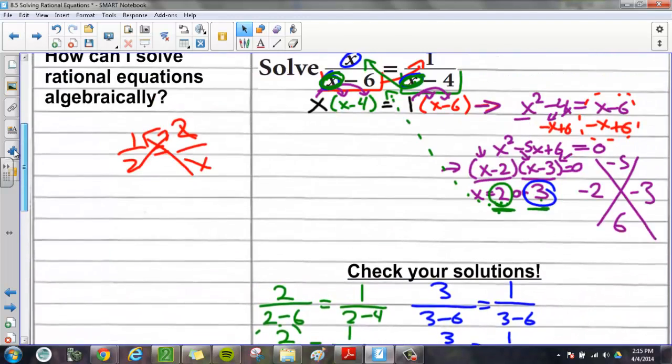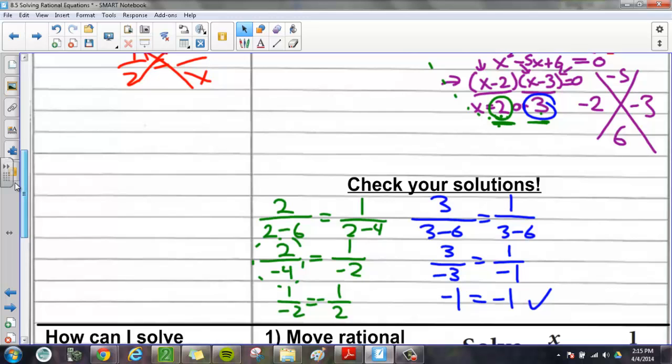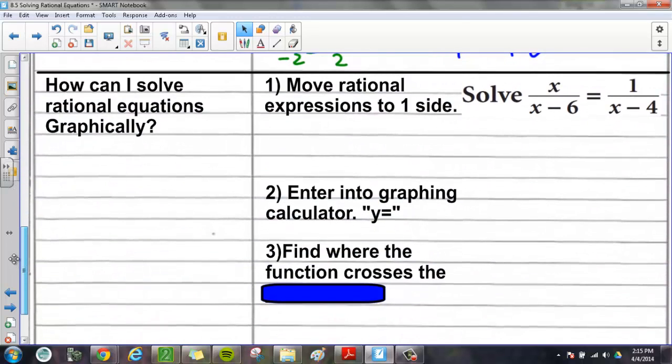So this is how you can do it algebraically to solve for these. I'm going to show you in this next part how you can do it graphically.